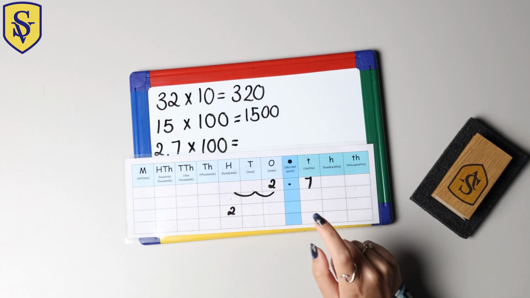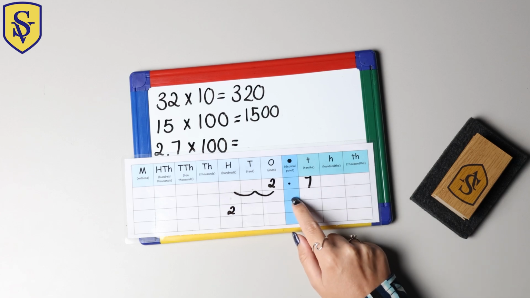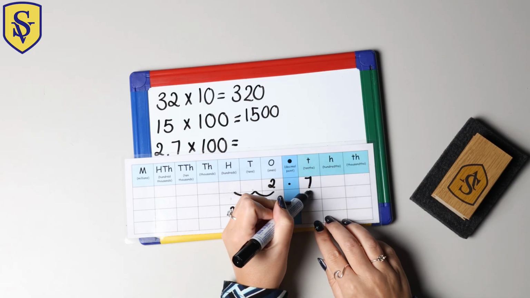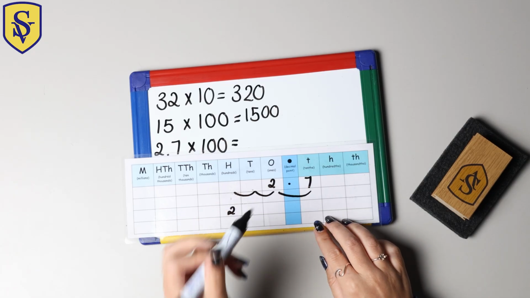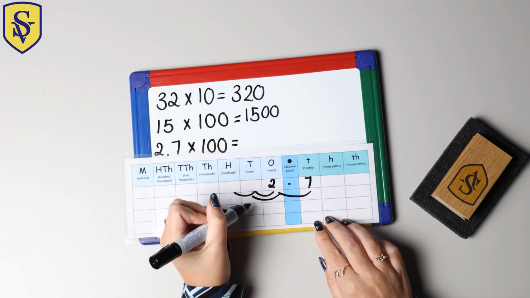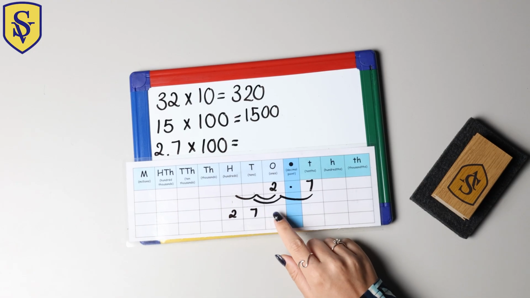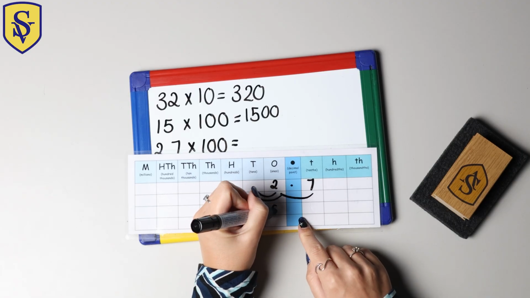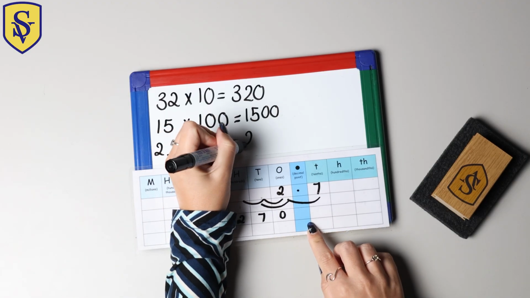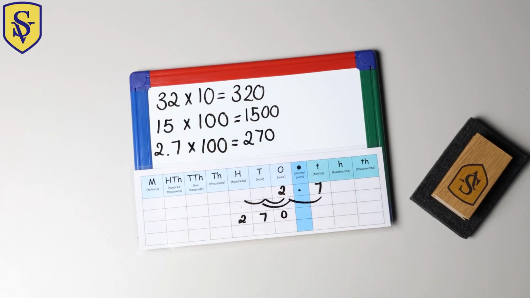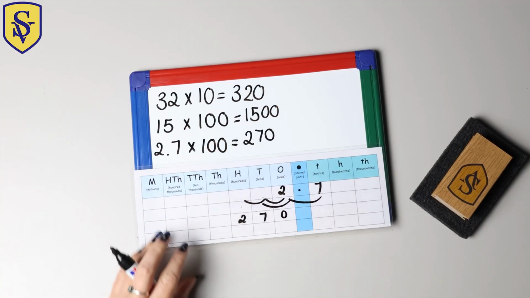And then with the 7, you can't jump into this column. You have to go over the decimal point. So you're going to have to go 1 jump, goes over the decimal point, 2 jumps, and put the 7 there. And then just as we had before, we can't have an empty ones column, so we're going to put a 0 in as a placeholder, and the answer to 2.7 times 100 is 270.